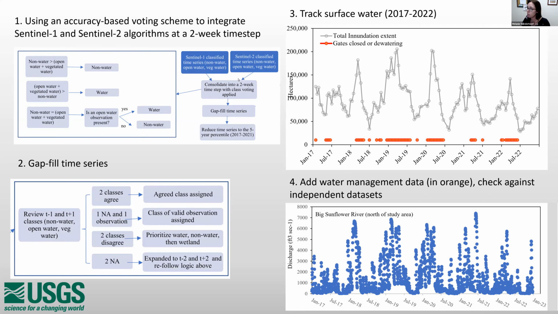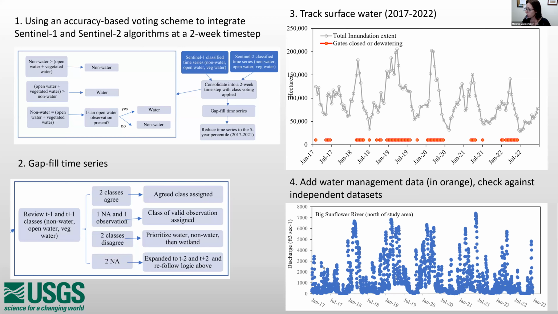However, at a 2-week time step, we do have some gaps in the data. And so we then do a gap filling process where we look at the T-1 and T+1 time steps in order to get complete data at each time step. And what you get on this upper right graph in gray is the total surface water extent at a 2-week time step over the 6-year period.